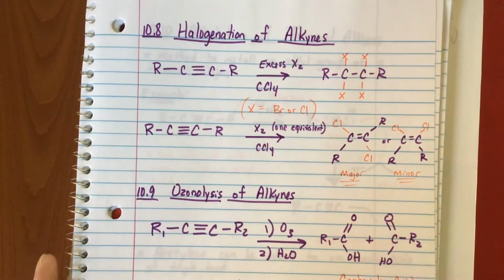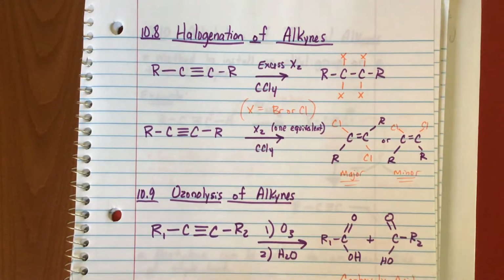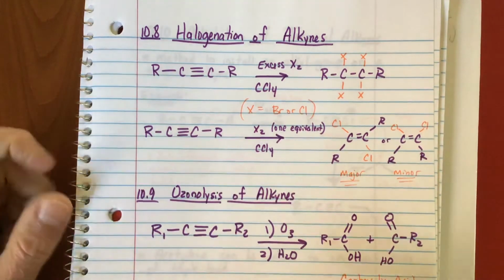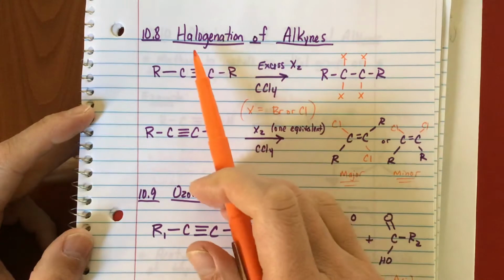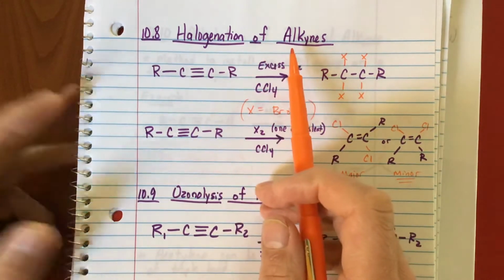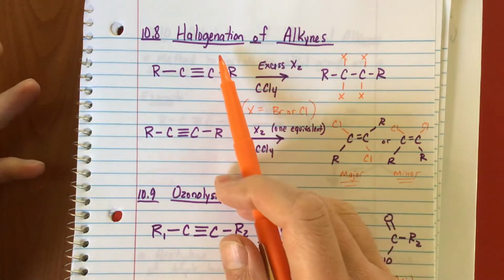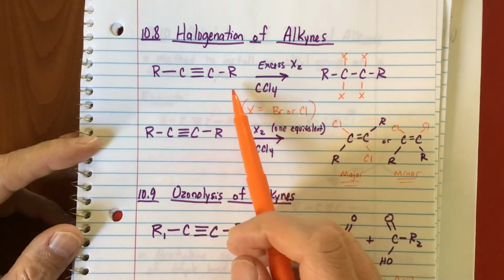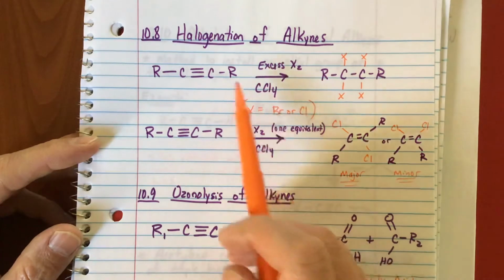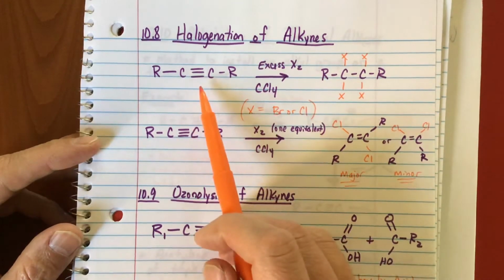Okay, here's my poster for sections 10.8 through 10.10, starting with 10.8. This was a short section on the halogenation of alkynes, and similar to the halogenation of alkenes that we did in Chapter 9, we can add a bromine or chlorine molecule across the pi bonds here.